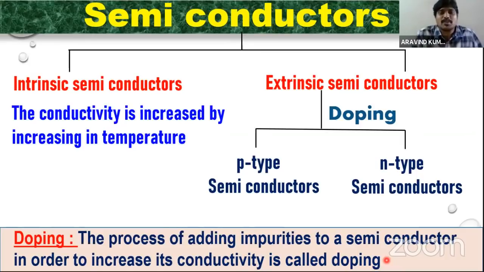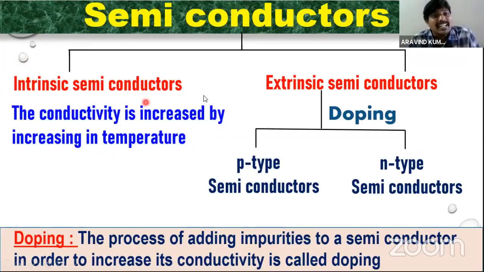Actually, in chemistry also, doping means semiconductors are added with other impurities in order to increase the conductivity of semiconductors. Hope you are following, children. The process of adding impurities to a semiconductor in order to increase its conductivity is called doping. Now, semiconductors are divided into two types. Intrinsic semiconductors, rather I say, are pure semiconductors because no other external substance is added.